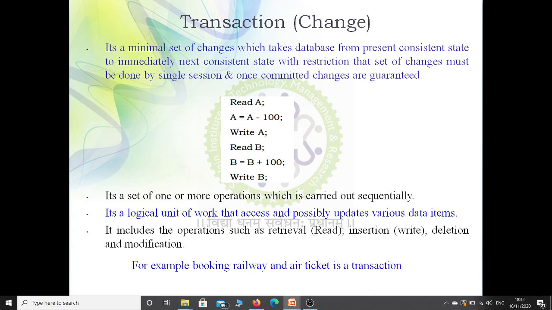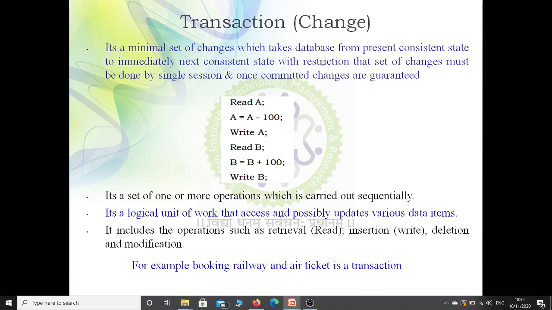Suppose I'm going to transfer 100 rupees from A to B. After transferring, what is the new situation? In B 400 rupees will be there, and in A only 100 rupees will be there. Before the transaction, the total of both accounts is 500 rupees, and even after transferring 100 rupees from A to B, the addition of both is again 500. That means this is a consistent state.